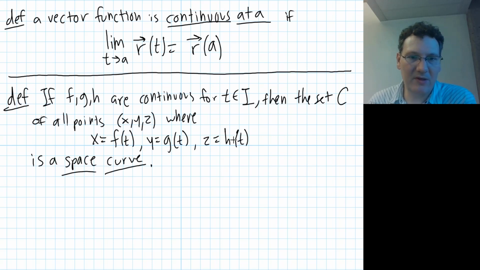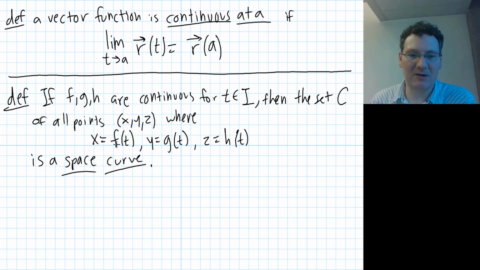So if you have three continuous single variable functions, f, g, and h, and they're all continuous on the same interval I for values of t, then we call the set of all the x, y, z points, where x, y, and z are determined by the functions f of t, g of t, and h of t respectively, the set C. So for any value t, you plug it into f, g, and h, and what you get is three values, and those make your x, y, and z coordinates.